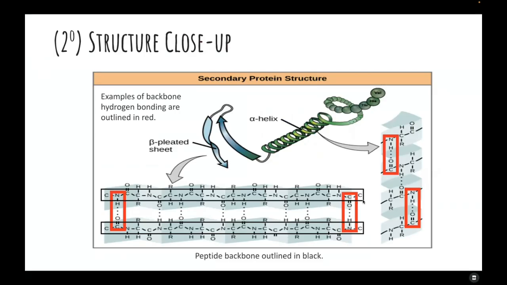And so looking at it close up, you can see the red boxes. Those are hydrogen bonds right here. And so the protein is following the rules of chemistry, so it's minimizing energy by forming these stable structures. Notice how the peptide backbone is outlined in black, and the R groups stick out to the sides. So there's no R groups involved. And again, the hydrogen bonds right here are between the backbones, right?